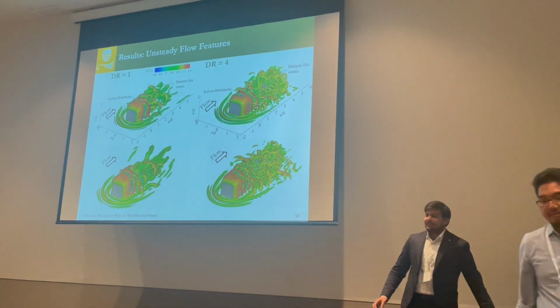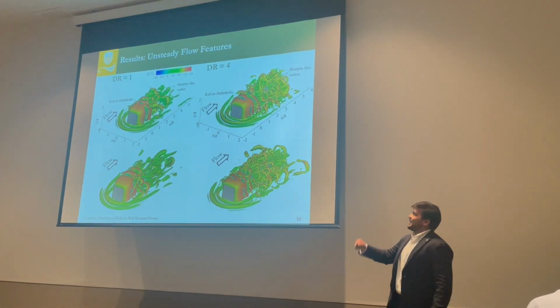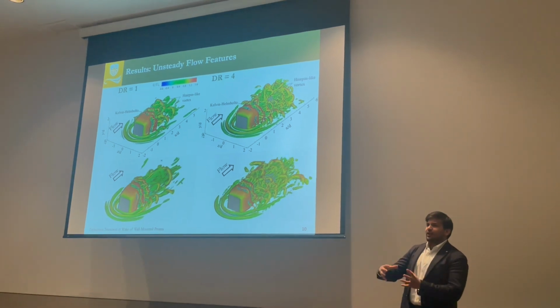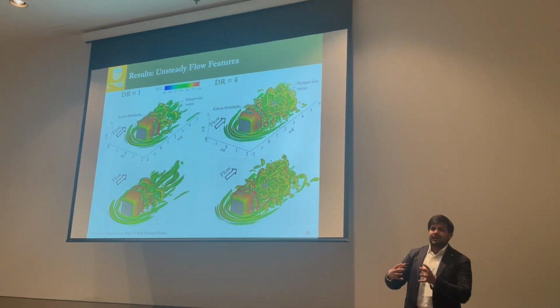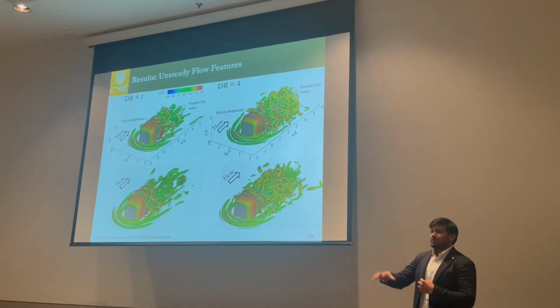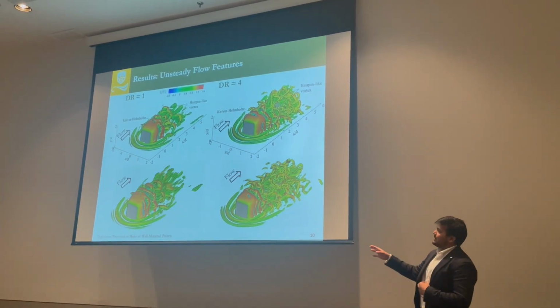So I'm comparing the qualitative wakes behind a short depth ratio prism, a depth ratio of 1 prism, a cube, and a long prism, depth ratio of 4, at a Reynolds number of 2500. And I find something interesting.